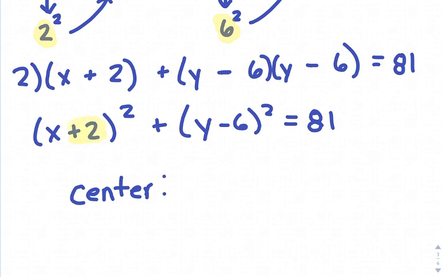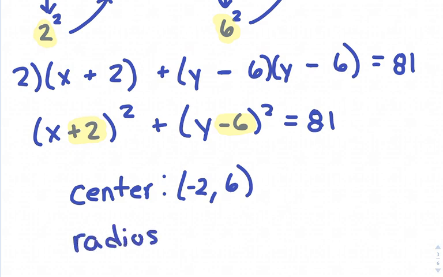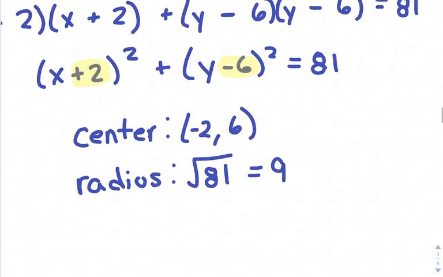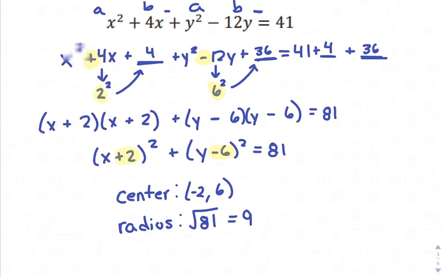Now, to find the center, remember we take the opposite sign. So here, A would be −2. Here, B would be positive 6. And then our radius, we take our square root of 81, which is just 9. So that is my center, and that is my radius.